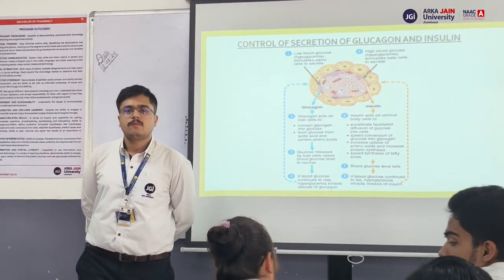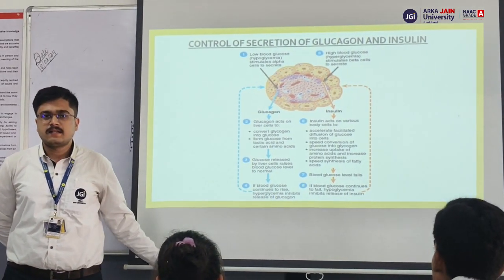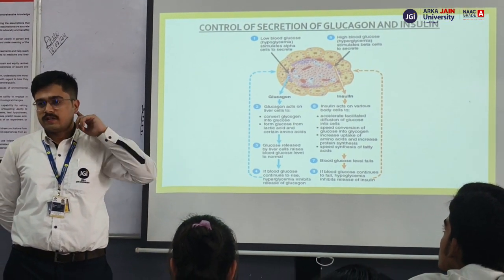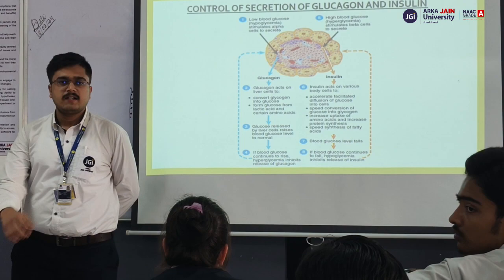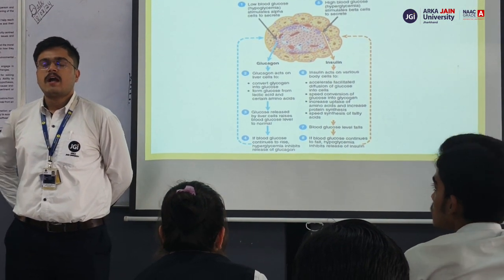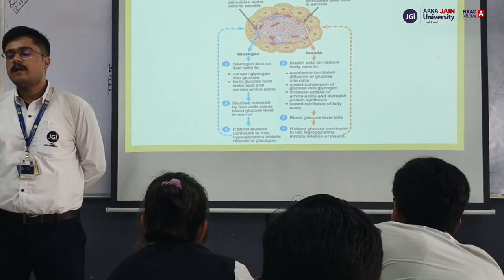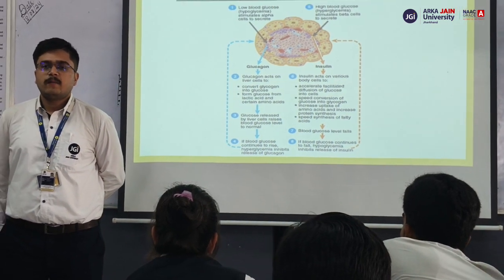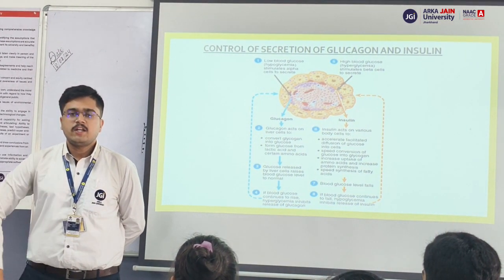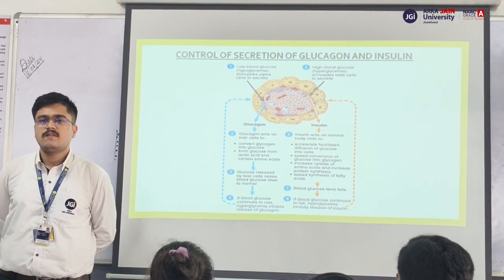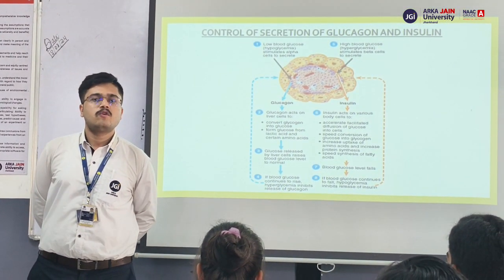My topic is control of secretion of glucagon and insulin. So basically, it is a complete cycle in which the blood glucose levels are regulated in our body. If there is a hypoglycemic condition, if there is a low glucose level, then glucagon will be stimulated from the alpha cells of the islets of Langerhans, which will increase the blood glucose level. Then when the blood glucose level increases to normal level, then it is okay. But if it continues to increase, then a hyperglycemic condition will take place. Then this hyperglycemic condition will inhibit the secretion of glucagon.